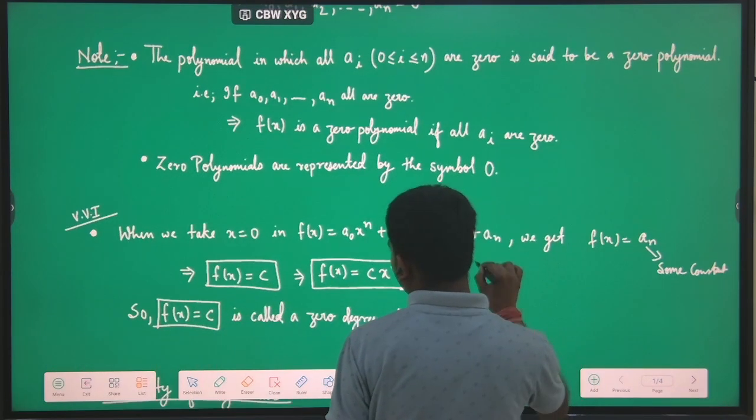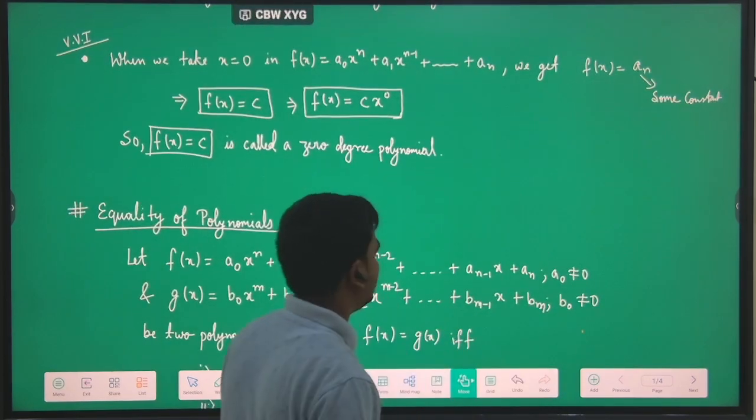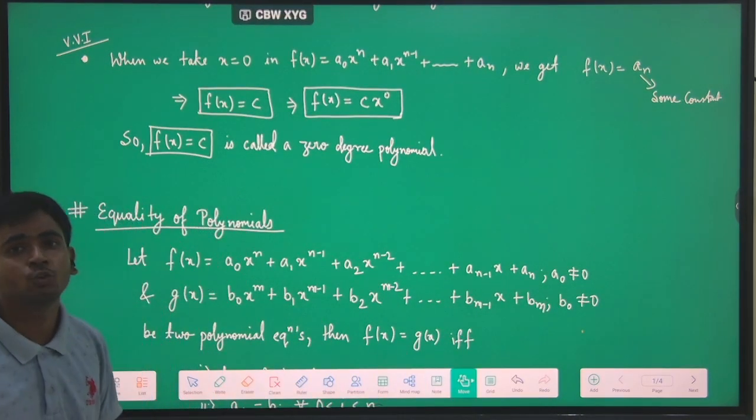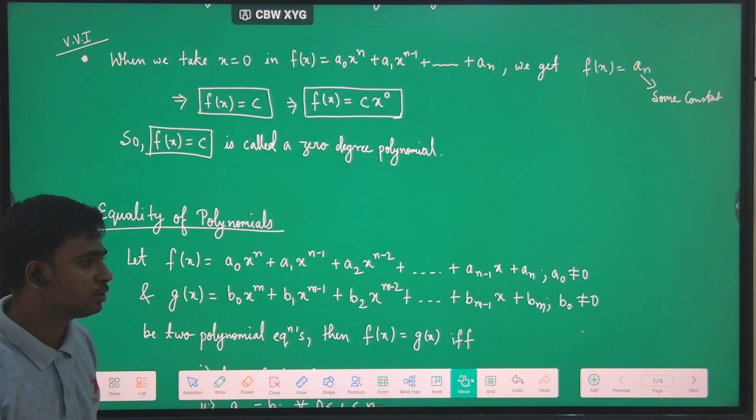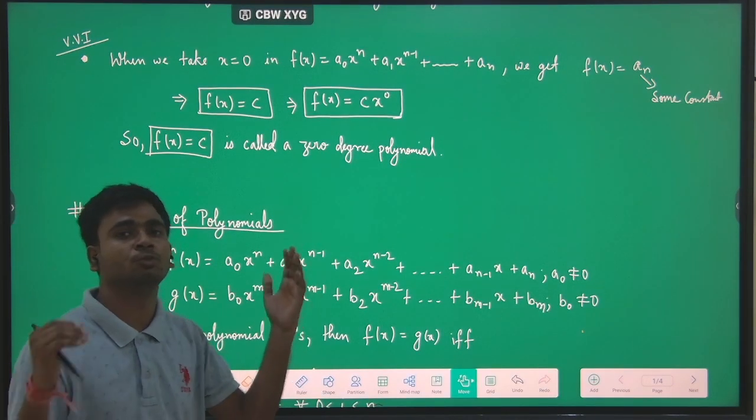Now we will move towards equality of polynomials. When can we say two polynomials are equal? Let us suppose that there are two polynomials.